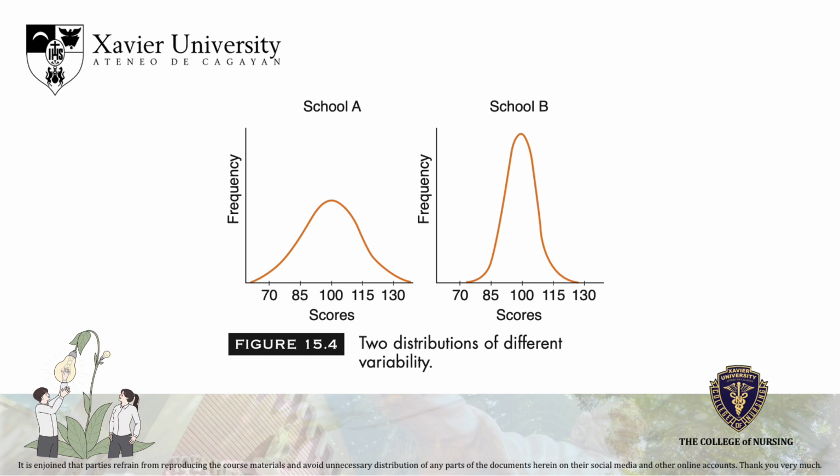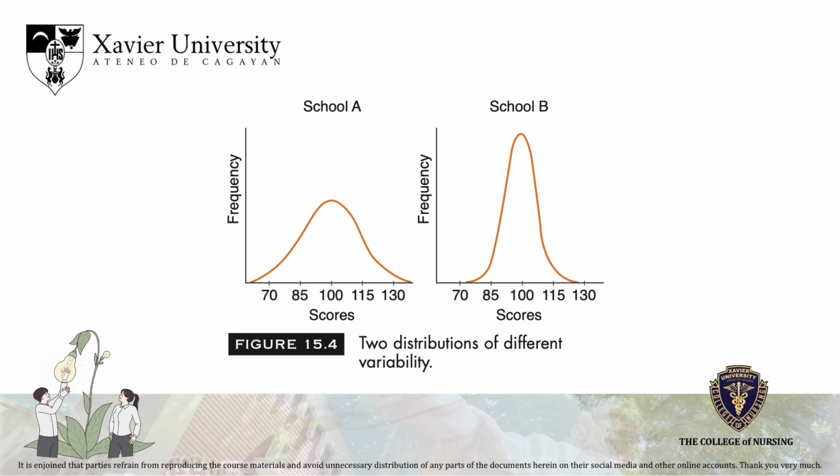Consider the two distributions in Figure 15.4, which represent hypothetical scores for students from two schools on an IQ test. Both distributions have a mean of 100, but the patterns are really different. School A has a wide range of scores, with some below 70 and some above 130, while School B, by contrast, has few low or high scores. So School A is more heterogeneous or more variable than School B, and School B is more homogeneous than School A.